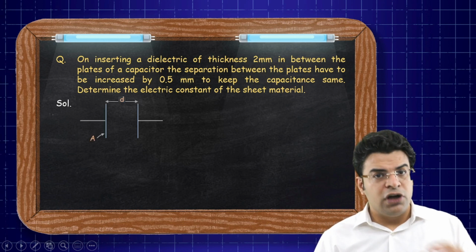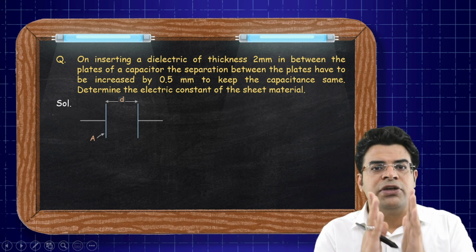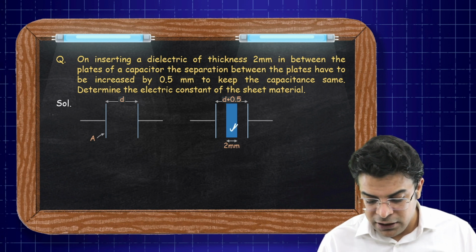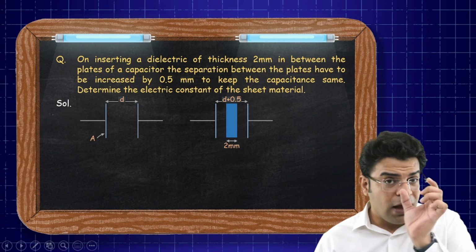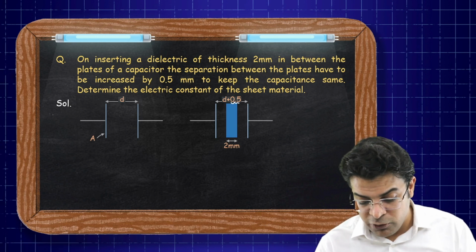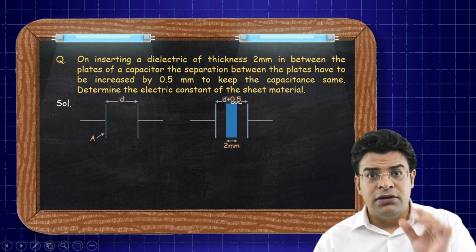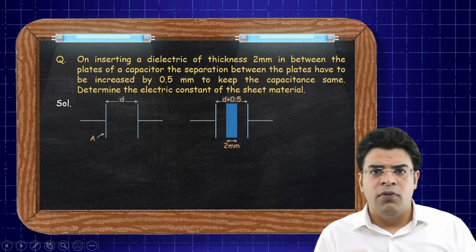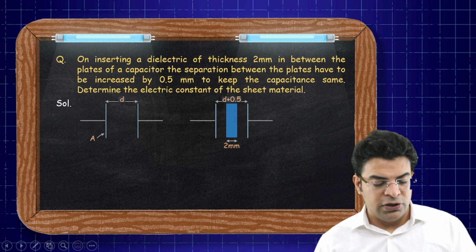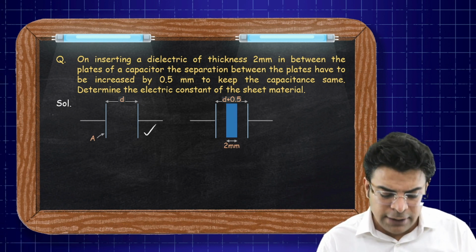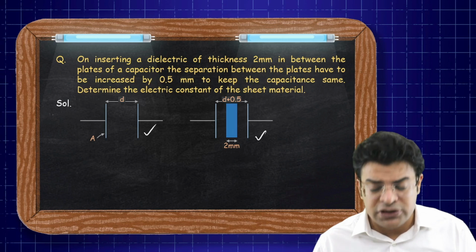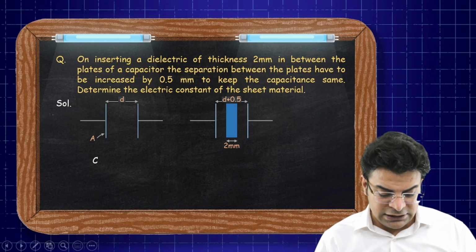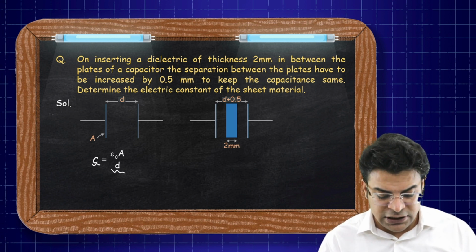So let's think of the original case. When you have the capacitance empty, and then when you insert a dielectric of thickness 2 mm between the plates, you have to increase the plate separation by 0.5 mm. Then the capacitance is same as the original case. So the question is, what is the dielectric constant of this material? Simply write the initial capacitance, write the final capacitance and equate them to get the dielectric constant. Initial capacitance is easy: epsilon naught A by D.